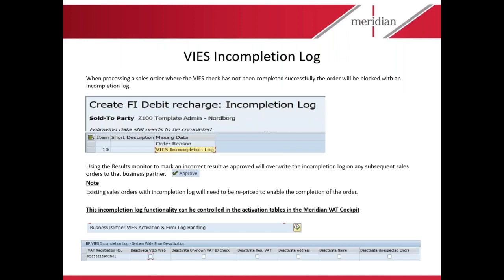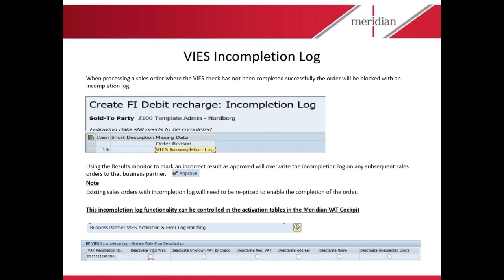We now move on to what we call our VIES incompletion logs. What we've done with this process is, instead of just telling our customers that a VAT ID is correct or incorrect, we also want to take the next step and decide, is it important for us to look at those checks when creating a sales order, and indeed blocking a sales order from creating an invoice if it's to a non-valid VAT ID.